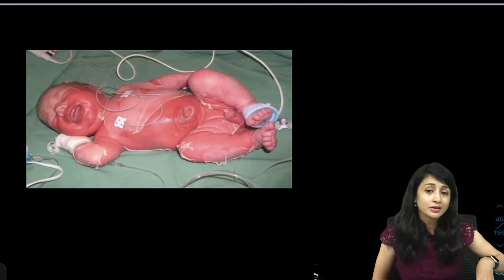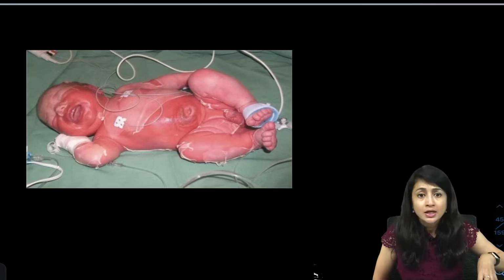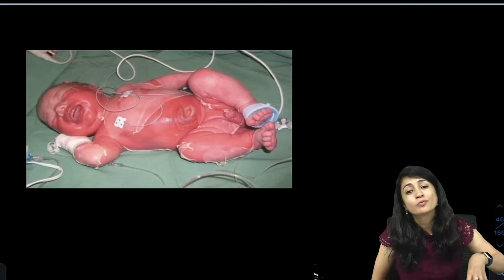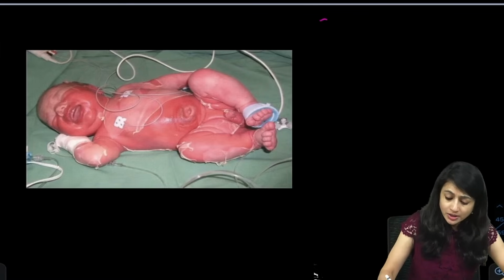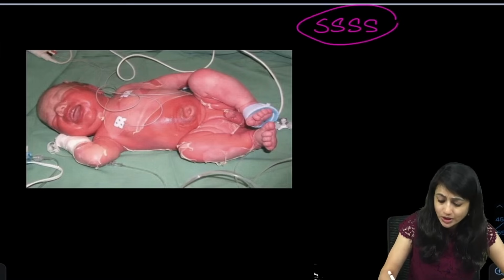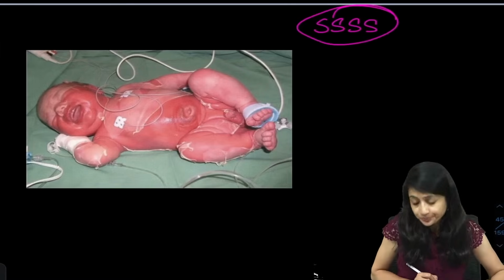SJS10 is very rare in this age group of child unless they've been exposed to antibiotics. Ichthyosis will present more as colloidal membrane, not as denudation of skin. So please don't get confused. This is a case of SSS. What is the toxin which is involved here?